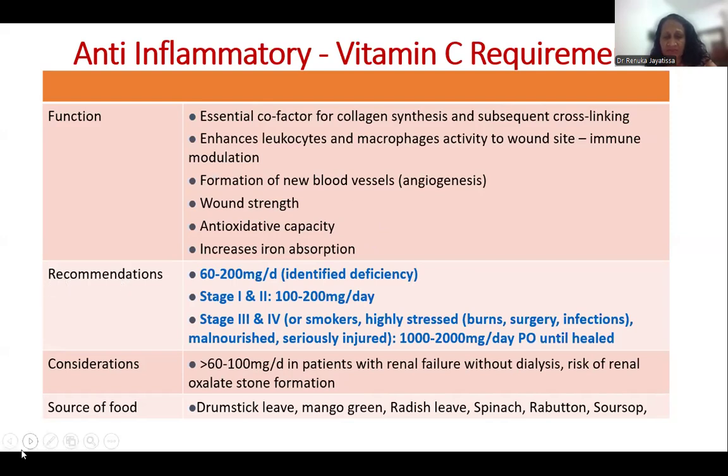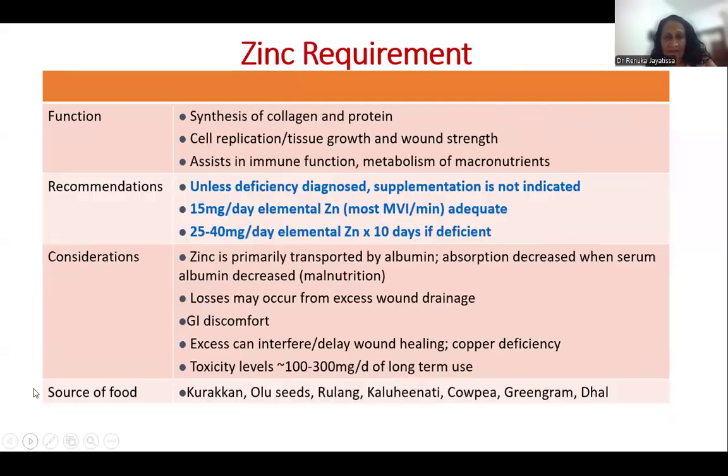Those are the other things you have to consider whenever you are prescribing high doses. For the food sources, I have listed some very rich sources that people don't use much, like drumstick leaves, green mangoes, radish leaves, spinach, and so on, because everybody knows about nelli, guava, and such. So I thought I would give a few examples which are not really used by people much, but are widely available. Anyone who has no money can even buy all these things. Next one.